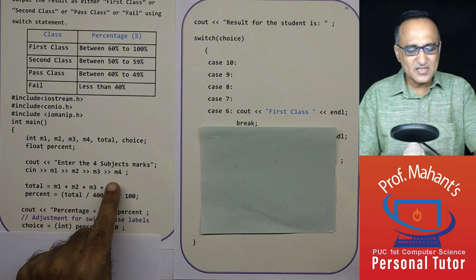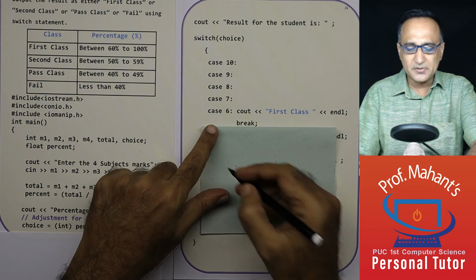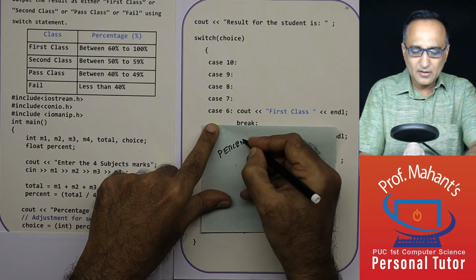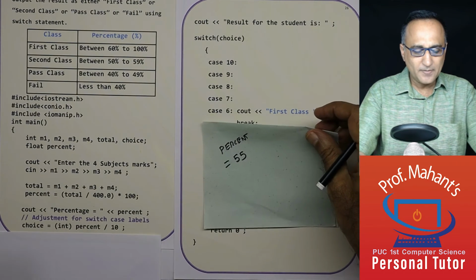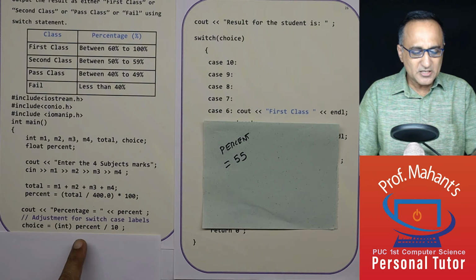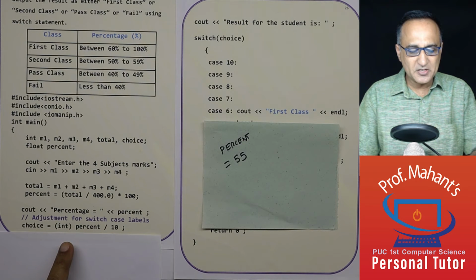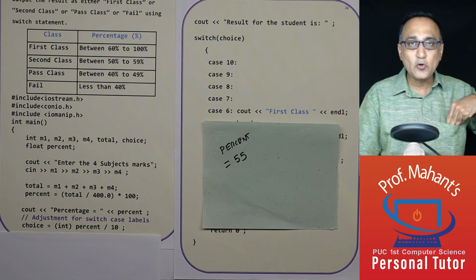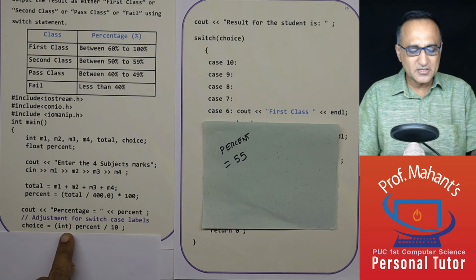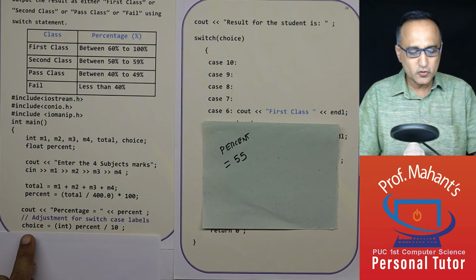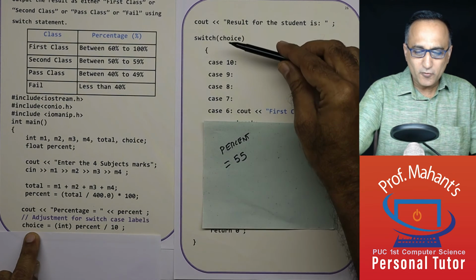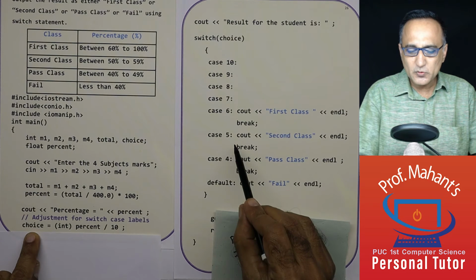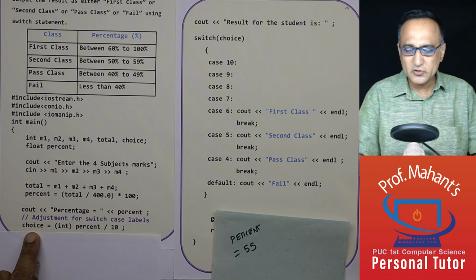This is all easy. Let's say these are the marks of four subjects. I get some total and calculate the percent. Let's take the first percent as 55. It's not a problem, it is already an integer value. 55 upon 10 is 5.5, but since this is an integer division, I ignore the fractional part. Since I'm making percent into int, this division result is going to be an integer. 55 upon 10 is going to be 5.5, but the 0.5 is lost. So choice is equal to 5. Once choice is equal to 5, switch 5 will match with this label. 55 will print as second class, which looks perfectly all right.